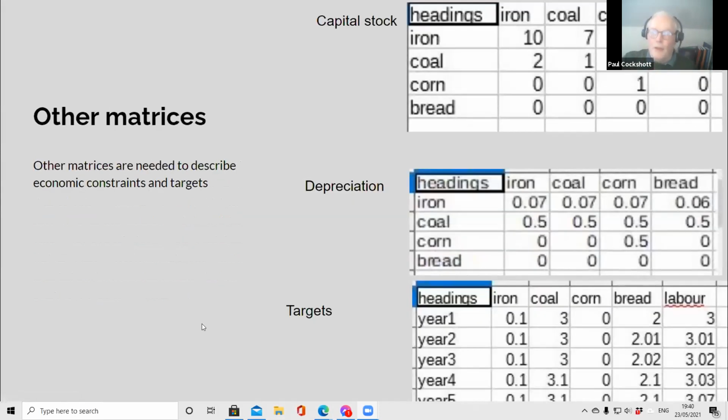And you need other information if you're going to plan. You have to know how fast your capital stock depreciates. You have to have another table which says how much capital stock of every kind you need to make things. And you need to have some targets for what your output in each year is going to be and how much your labor force is going to be. So I'm giving a very simple set of illustrations there.